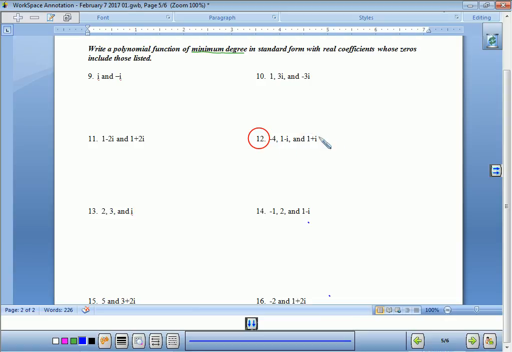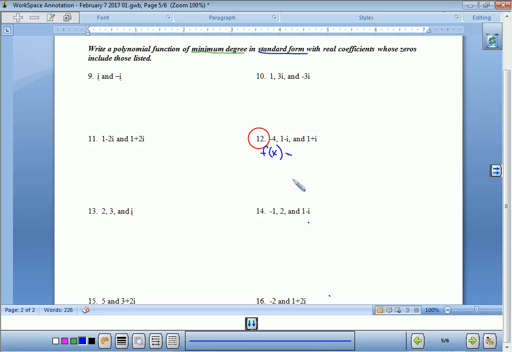And since there's 1, 2, 3 of them, we know at the end, when we get it in standard form, that leading term will have a degree of 3 because we have 1, 2, 3 roots. All right, so let's start it out. We're writing the function.